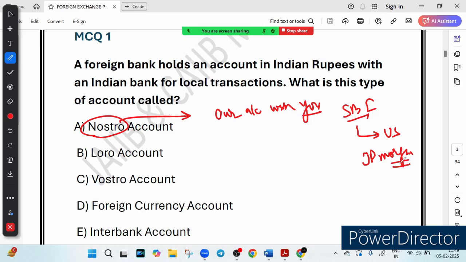Right, this is incorrect because in the question a foreign bank is holding an account in India, not the other way around. So this is wrong.